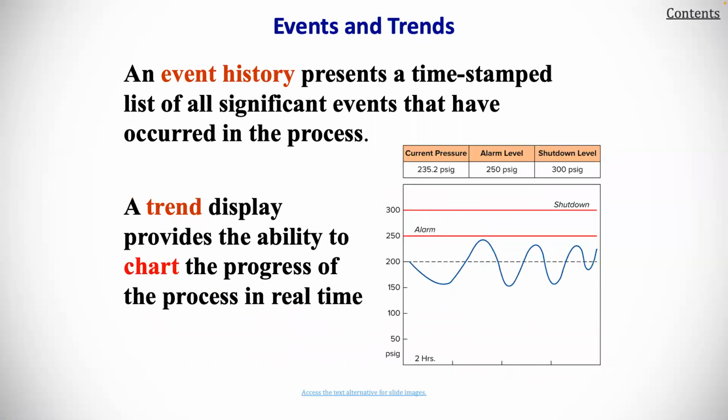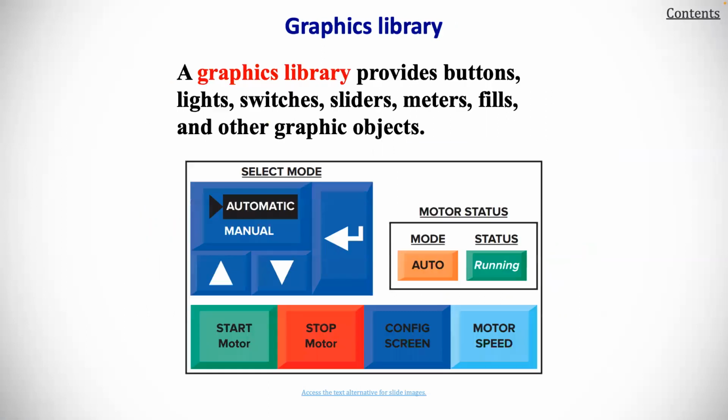You can also have events and trends. An event history presents a timestamped list of significant events that have occurred. A trend display provides the ability to chart the progress of the process in real time. Finally, you can have a graphics library that provides buttons, lights, switches, sliders, meters, fills, and other graphic objects that can help you as you try to formulate the displays that you're going to use.